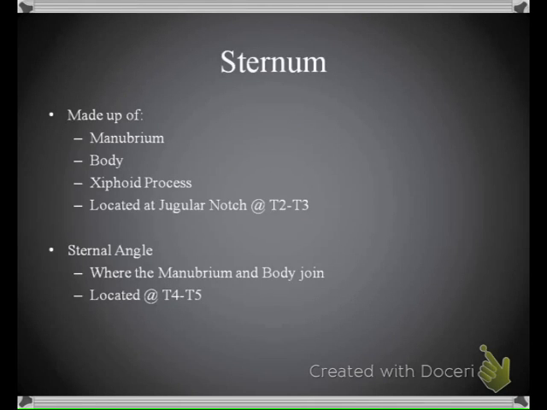So if we begin with the sternum, we see that the sternum is made up of the manubrium, body, and xiphoid process. Notice that the sternum begins at the jugular notch at around T2 to T3. So this becomes a very important bony landmark to allow you to see where things are. We also see that the sternal angle is where the manubrium and the body join, and it's located around T4, T5. And so keep both T2, T3, and T4, T5 in mind so that you will be able to find bony landmarks and enable better patient positioning.